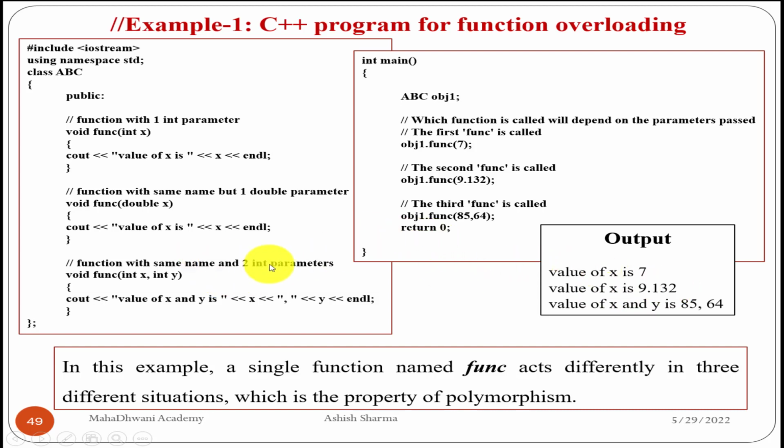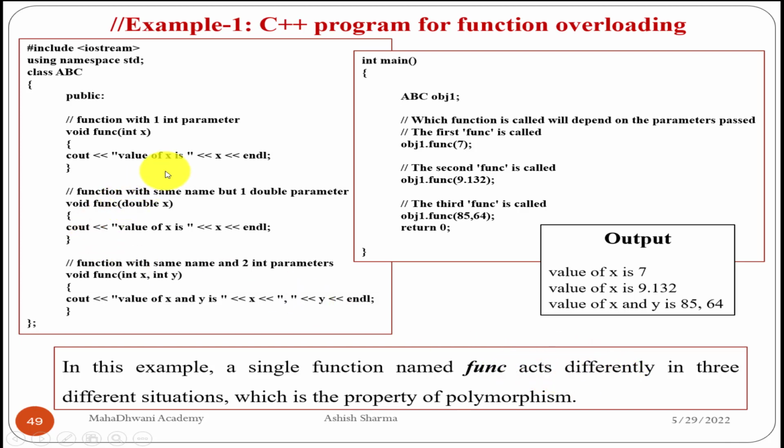After that, the program control goes to the third function. Now we check here, we pass two integer type values. If we pass two integer type values, it will directly match the third function and show the result as x is 85 and y is 64. Cout value of x and y is, x comma y. So "value of x and y is 85", and this comma we put here, so it is shown like this, "and y is 64".